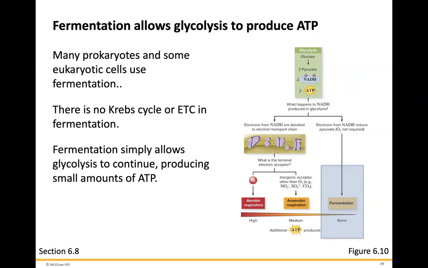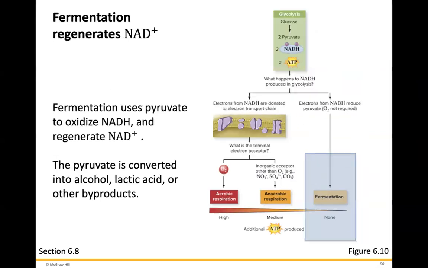Many prokaryotes and some eukaryotic cells can undergo a process called fermentation. There is no Krebs cycle or electron transport chain in fermentation. Fermentation simply allows glycolysis to continue, producing small amounts of ATP. Fermentation will use pyruvate to oxidize NADH and regenerate the NAD molecules. The pyruvate is converted into alcohol or lactic acid or some other organic acid or alcohol.